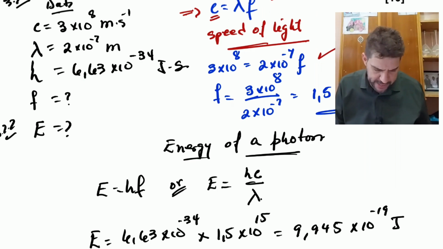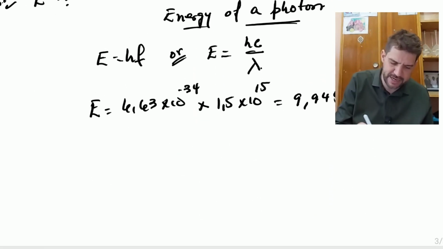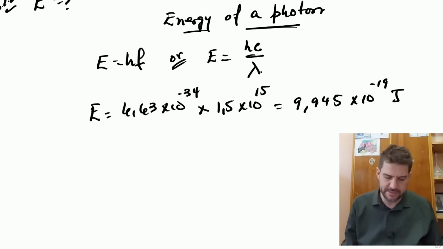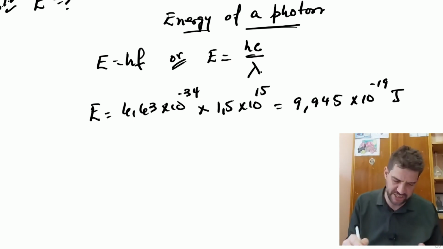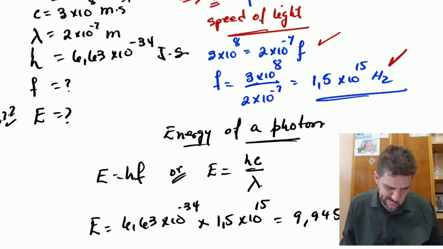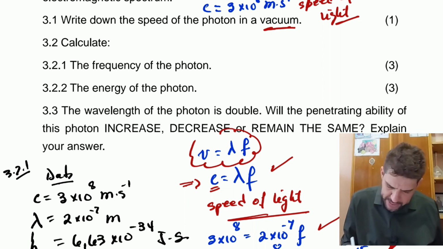So now the next question says the wavelength of a photon is double. Will the penetrating ability of this photon increase, decrease, or remain the same? Explain your answer. Well, let's speak about that one real fast. Penetrating ability has to do with energy. So let's write it here. That is question 3.3.